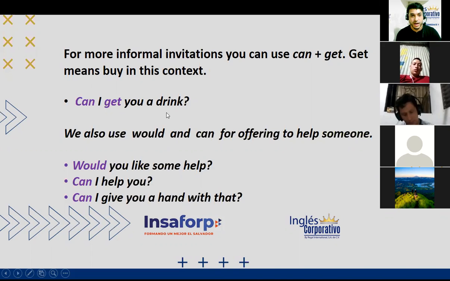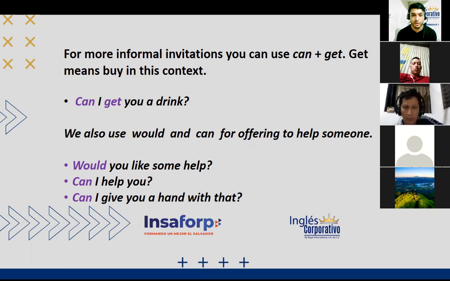Or can I get you an ice cream? That is the same meaning. He is offering somebody a drink. And we also use will and can for offering to help someone. Would you like some help? Aquí le está ofreciendo ayuda. Can I help you? This is more informal, like when you are asking your brother, can I help you with your bike? Can I give you a hand with that? It also means help somebody else.